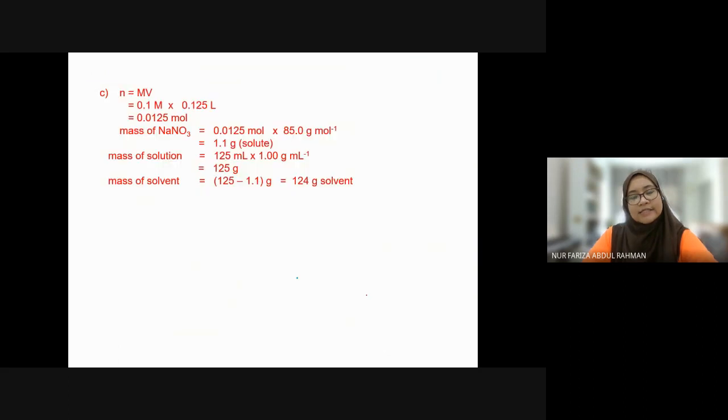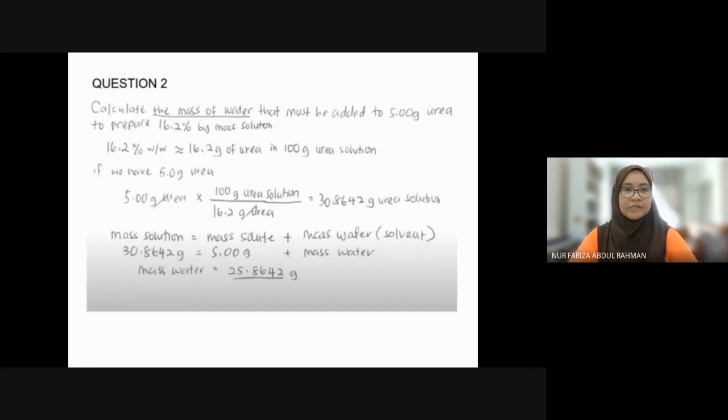Okay, alternative to that, we can also use the molarity. All right, so this is pretty much the same as what I have previously. They translate from the molarity just now, and then convert into mass, and to find the mass of solution, you need the density. So this is basically the same as what we had earlier. Okay, moving on to question 2.